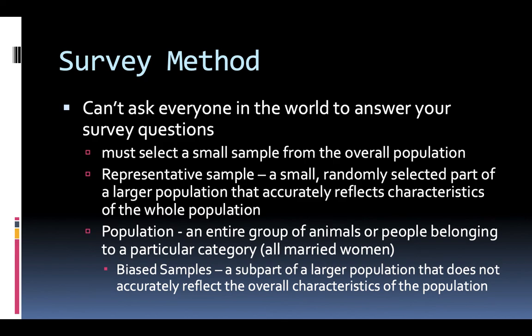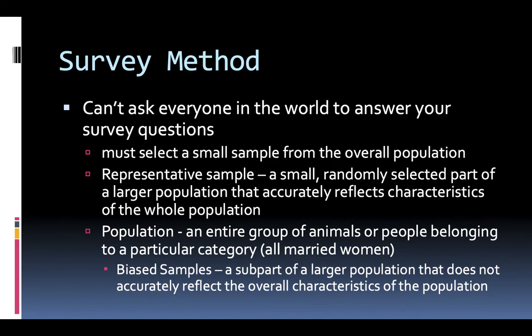So even the United States government, they put billions of dollars behind these, and they still can't get 100% of people. So typically what we have to do is select a smaller sample from the overall population. And we want that sample to be what we call representative. That's a small, randomly selected part of the larger population that accurately reflects the characteristics of the entire population. Now, the population is the entire group of animals or people belonging to that particular category. So we could be looking at all married women or all teenagers, something like that.